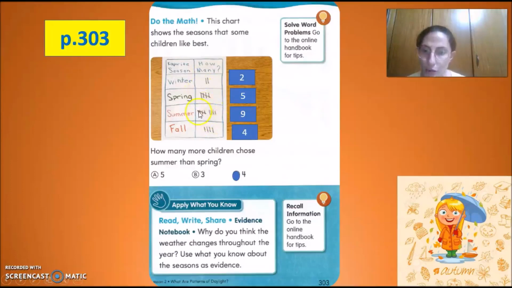So, how many more? It means 1, 2, 3, 4, 5, 1, 2, 3, 4, 5. So first we have 5 in both. How many more? Extra. How many more students like the summer more than the spring? We have what? 4. We could spot it here. Clear? 9 minus 5 is 4.